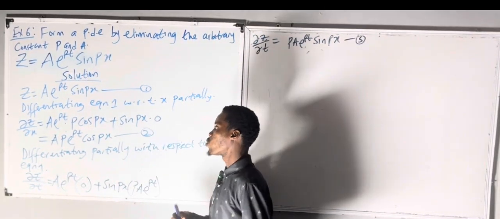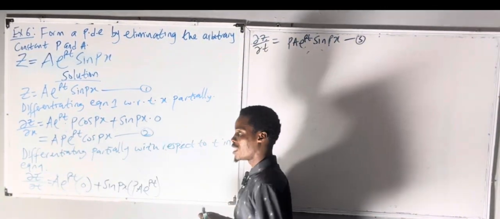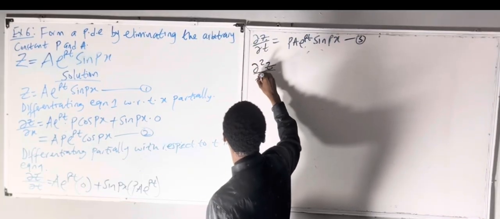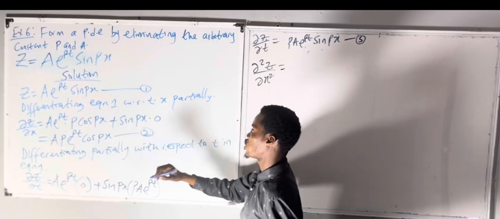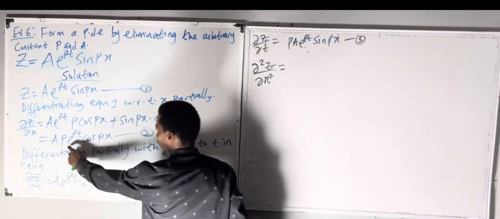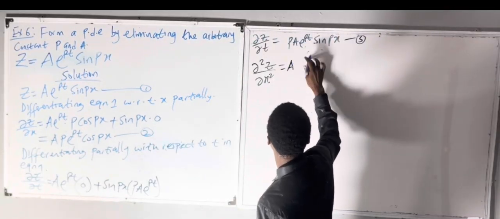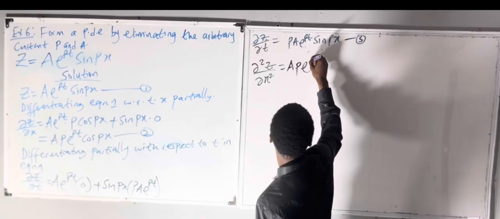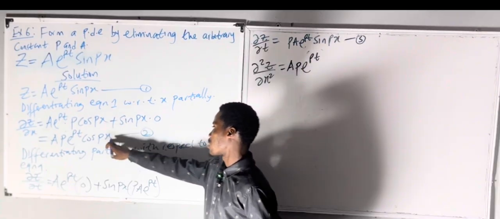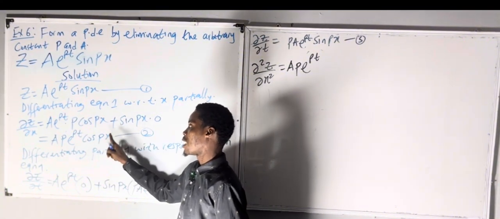So I'm going to take dz over ds and differentiate again. I'm going to have the second derivative, d squared z over ds squared. It means I'm differentiating dz over ds again. So let us differentiate. If I have this one, ap exponential pt, then I differentiate cos ps with respect to s. It means if I differentiate ps here, I'm going to have 1 times s.